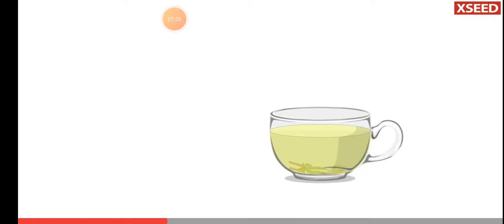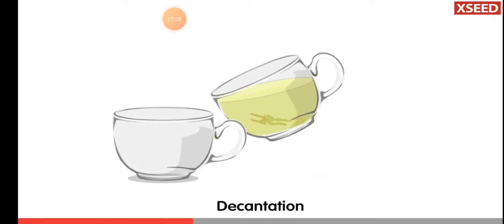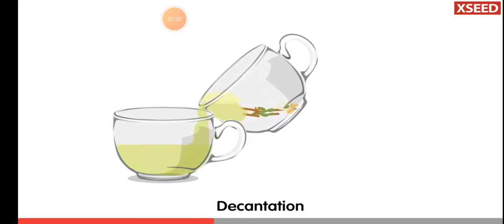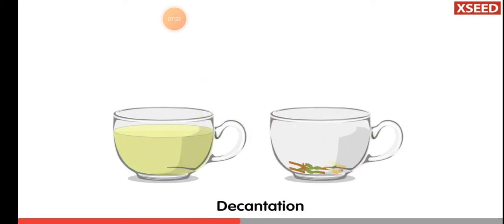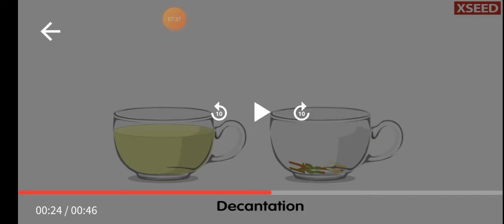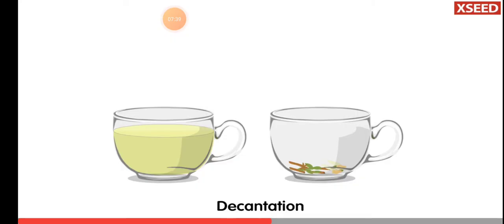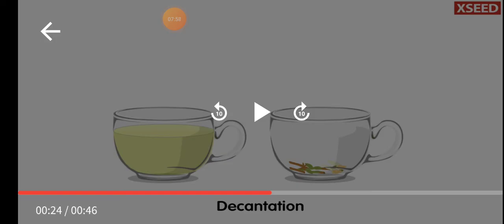As heavier solids settle down, the clear liquid at the top is poured into another container. This process is called decantation. Now some substances are mixed in the solvent, that is, in the water. They can be separated by using a filter paper. So this filter paper stops the insoluble substances. Only the solvent can come to the other glass.